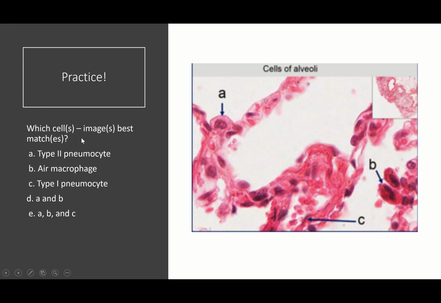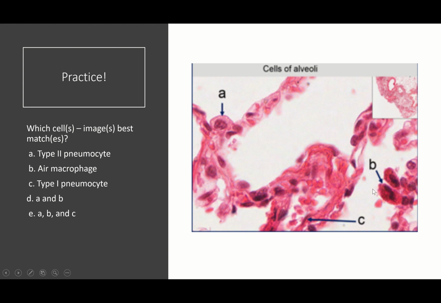So this one, which cells/images best match? So A, this is pointing to a really fat, plump cell in the lungs, right? And so we said the fat, plump ones are going to be the ones producing things. Those are going to be our type 2 pneumocytes that are producing that surfactant, right?